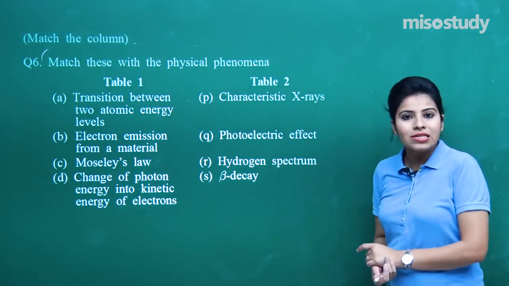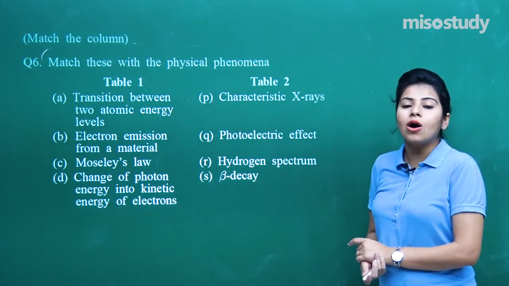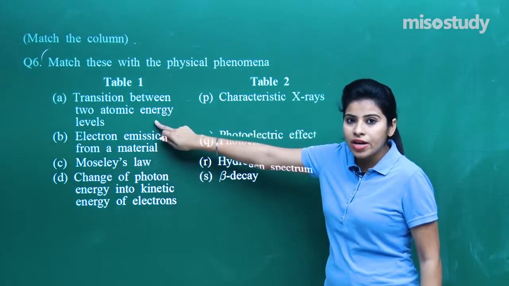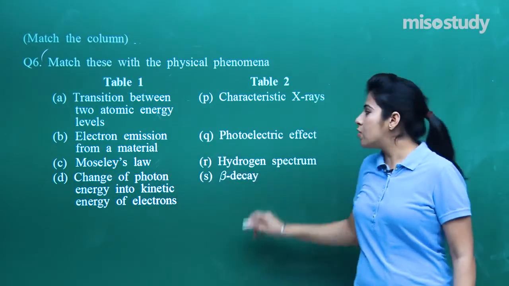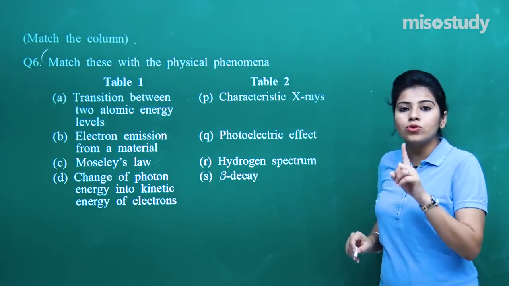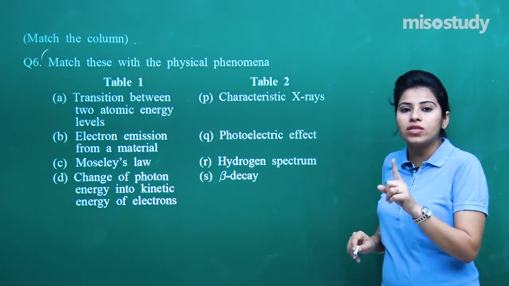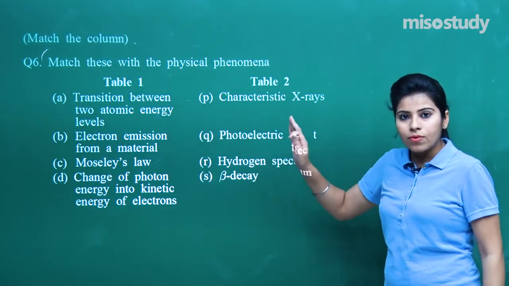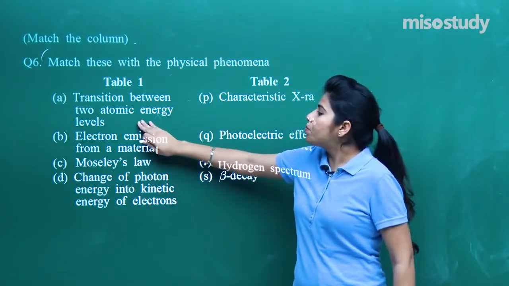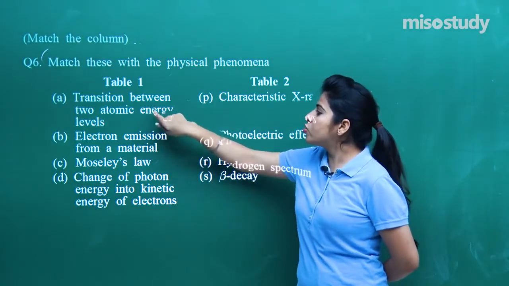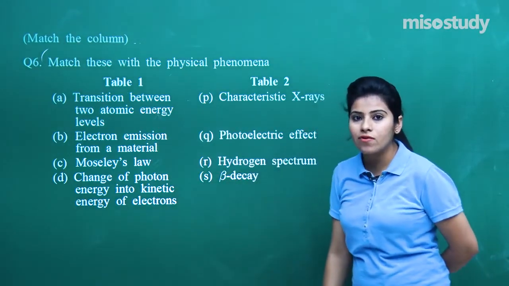Now let me just tell you, it can be an option that answer A, the question A can be the correct answer for this. That is not mandatory that only one can be matched with the one. There can be 1 to 2 answers, right? So let me just begin with the question part A, transition between two atomic energy levels.